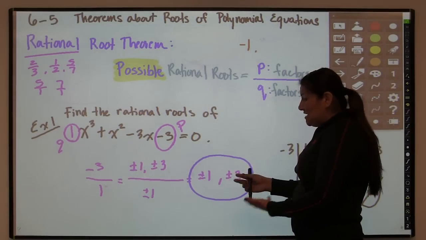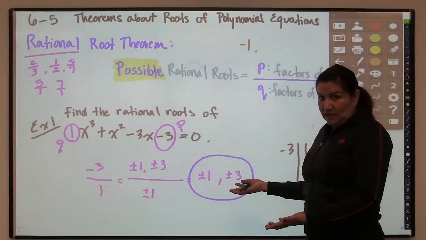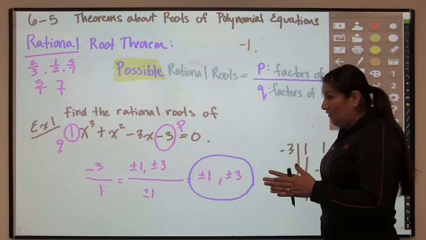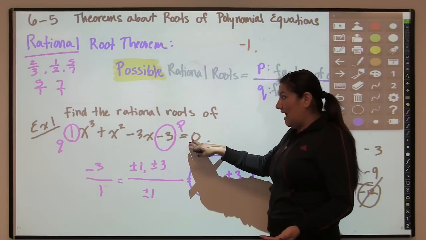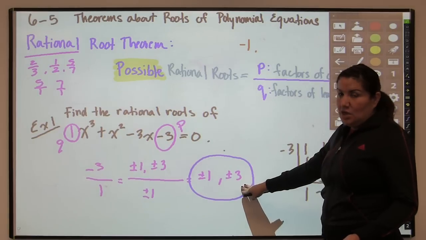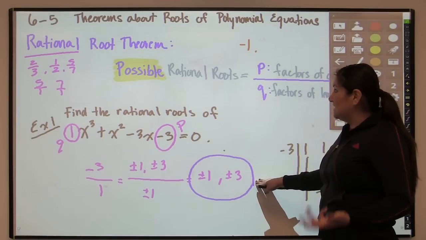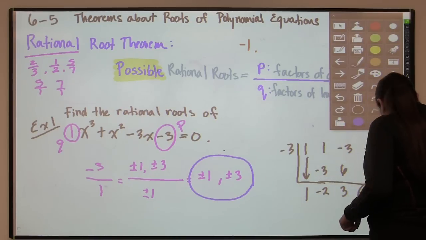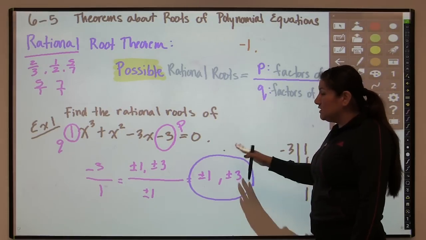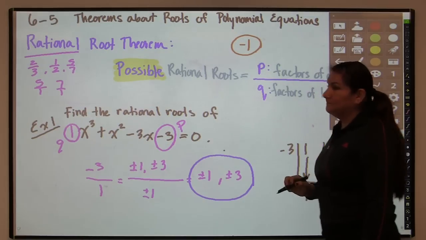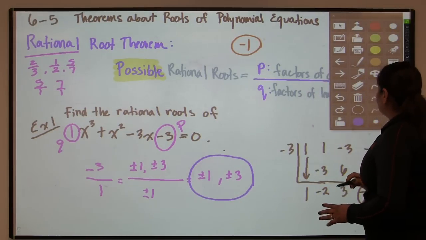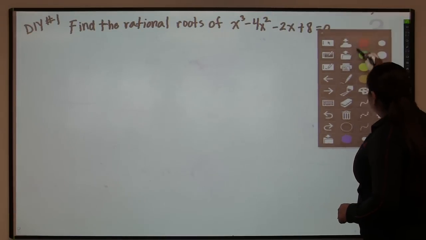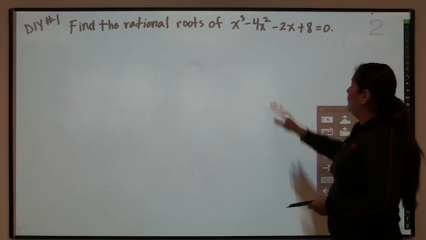Because 5 didn't appear in this list, there's no point in checking 5. This is the only list that will give us possible rational roots. So again, if this polynomial is going to have rational roots, they have to be in this list. Once we've exhausted this list, then we can safely say that the only rational root for this polynomial is negative 1. All right, so now we're going to ask you to try one on your own. Find the rational roots of this polynomial.